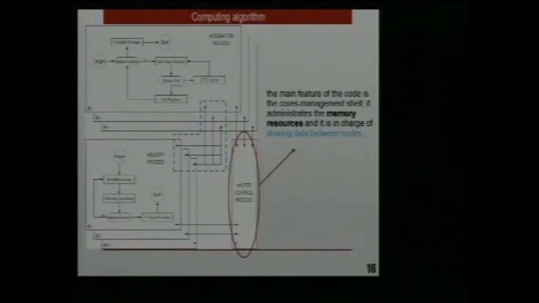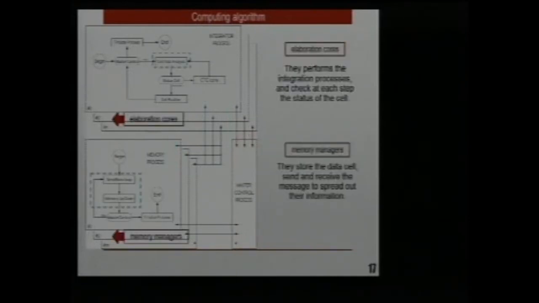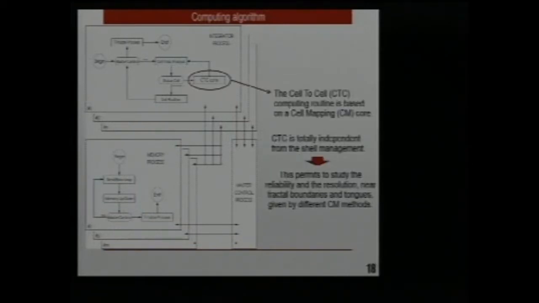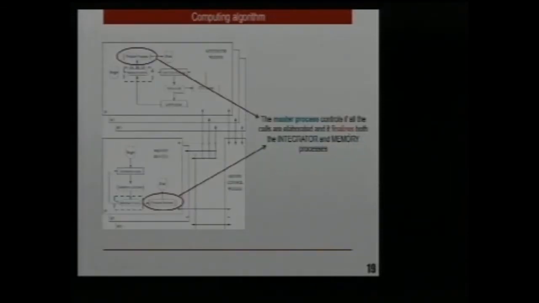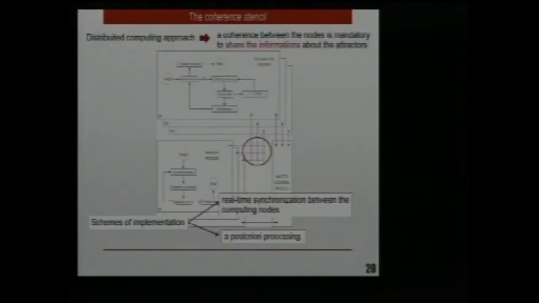And that's the memory source, or the sharing of data between those, which is this master control process, which is really the most important point in developing the algorithm. And yes, as I said, there are some elaboration cores, basically numerical integration and memory managers, and the cell-to-cell mapping algorithm. Okay, these are technicalities. And let me show you how we decide to manage these issues.